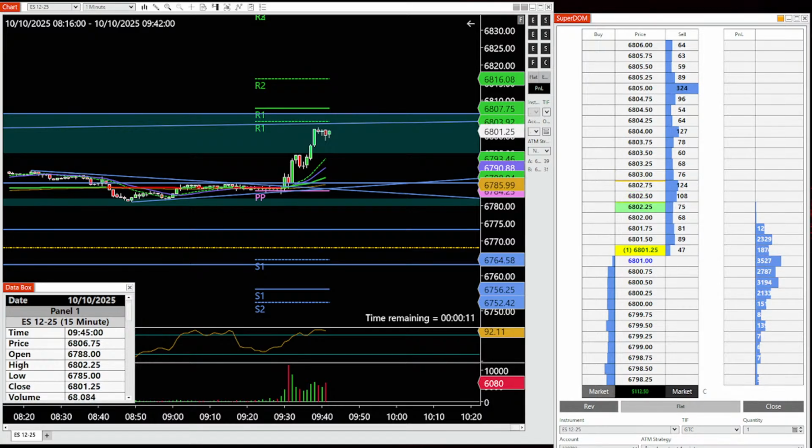Let the market settle down. Got 3 minutes before the next 15-minute bar opens up.